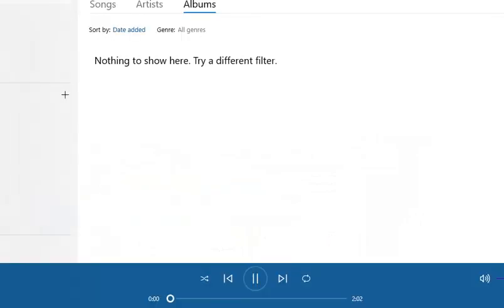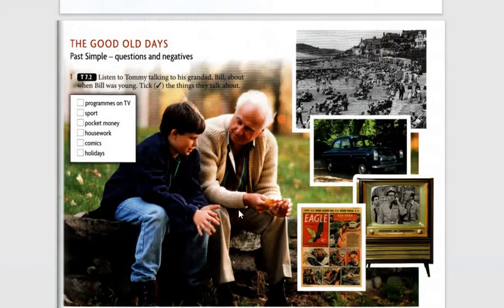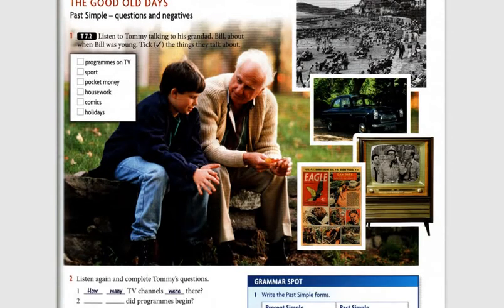Tape script 7.2. The good old days. Grandad, when you were a boy, did you have television? Of course we had television, but it wasn't a colour TV like now. It was black and white. And were there lots and lots of channels? How many TV channels were there? Only 2, but that was enough. We loved it. And there were programmes all day long. Nothing in the morning and nothing in the afternoon. Oh no! What time did programmes begin?